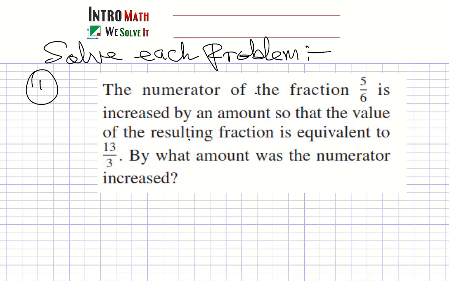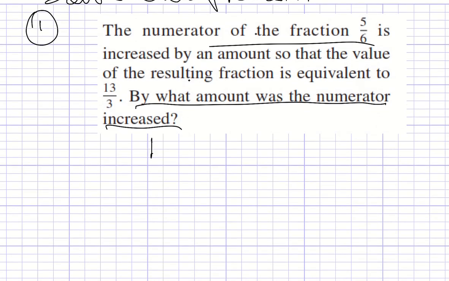So, by what amount was the numerator increased? You see, that's your Q right there. The numerator is increased, but it says the numerator of the fraction is increased by an amount so that the value of the resulting fraction is equivalent to that. So you select, that's your Q right there. So let x be the amount that the numerator was increased.